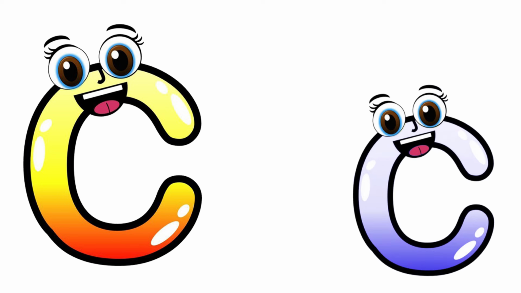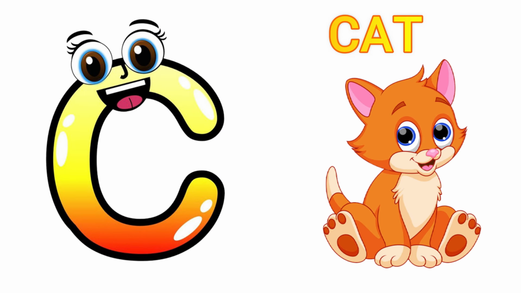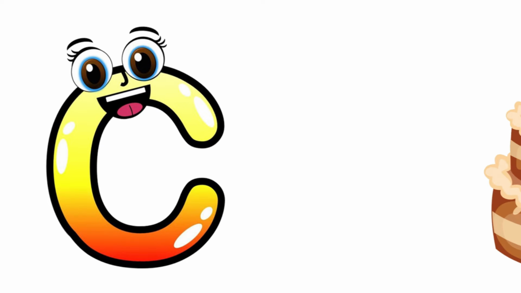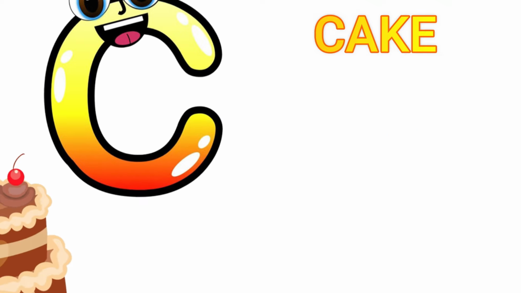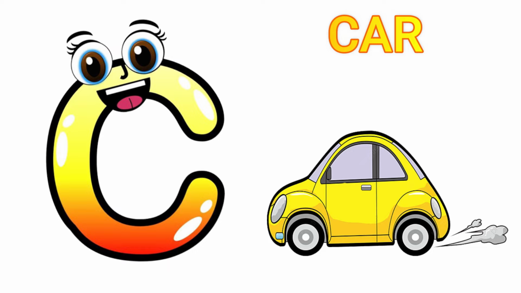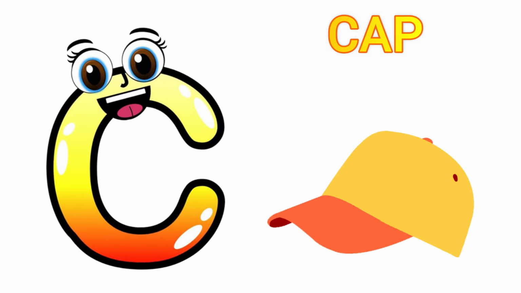Here comes the letter C. C is for cat, ka, ka, cat. C is for cake, ka, ka, cake. C is for car, ka, ka, car. C is for cap, ka, ka, cap.